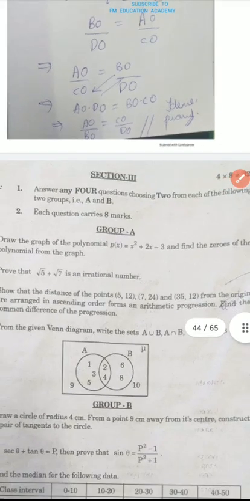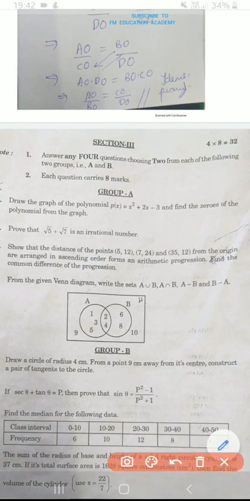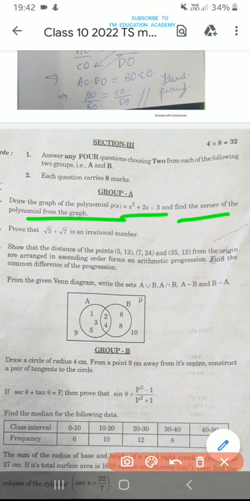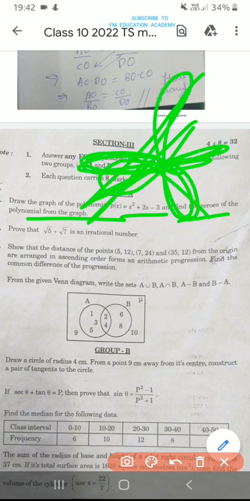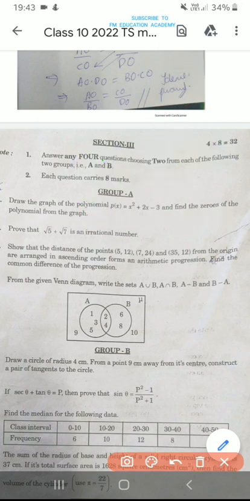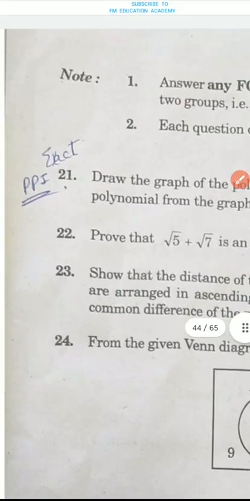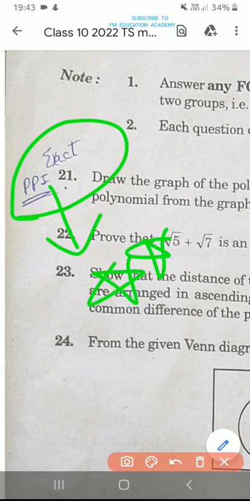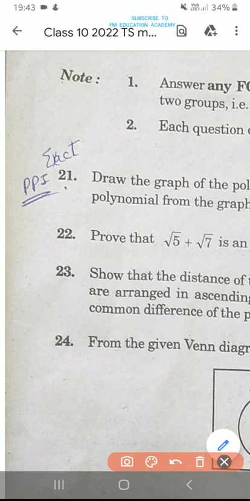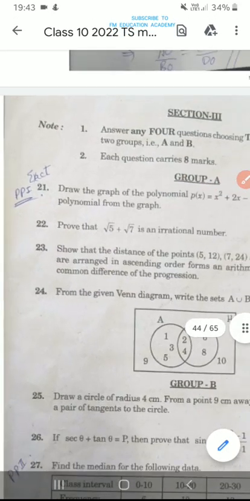Next, section 3. Draw the graph of the polynomial p of x is equal to x square plus 2x minus 3 and find the zeros from the graph of the polynomial. I told you one question from a graph will come and it will be from polynomials or linear equations or statistics. So it came, and exact question, guys, 8 marks you'll get as it is. The exact question came in practice paper 1. Okay, and I had uploaded a video on practice paper 1 on my channel before, and many students had watched that and they had benefited.